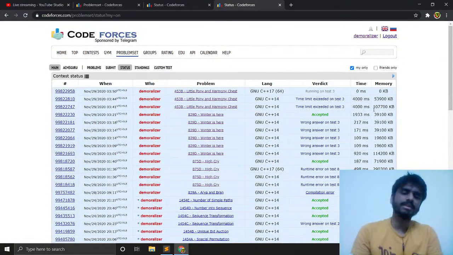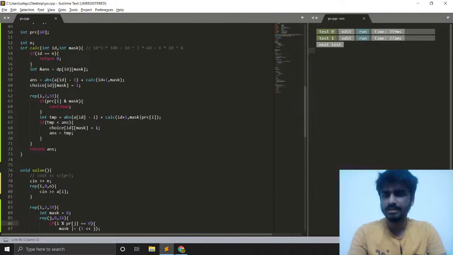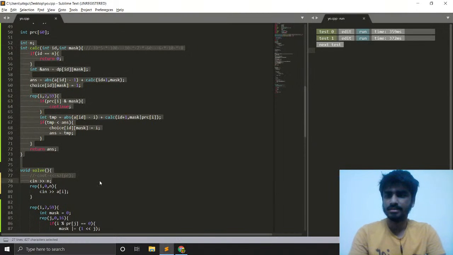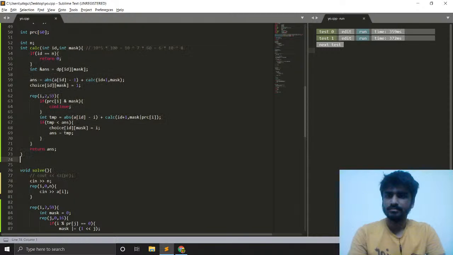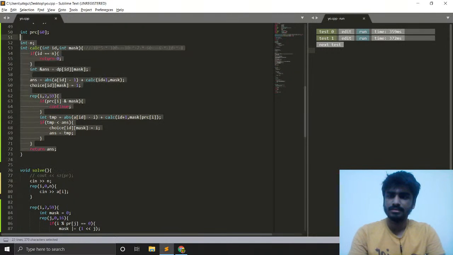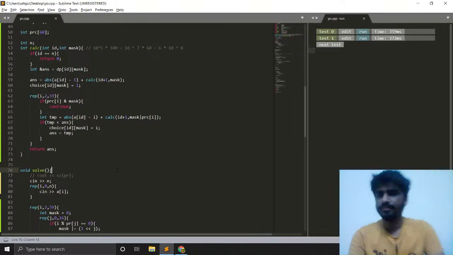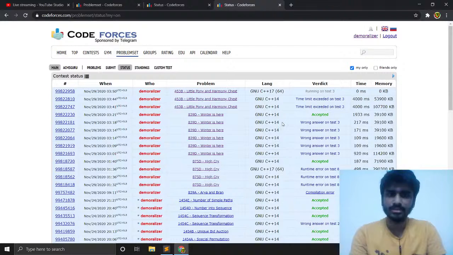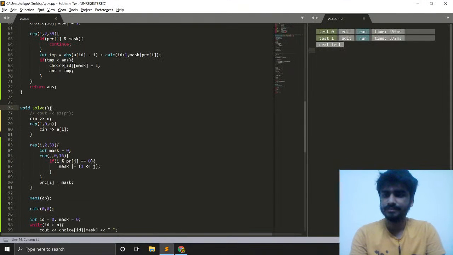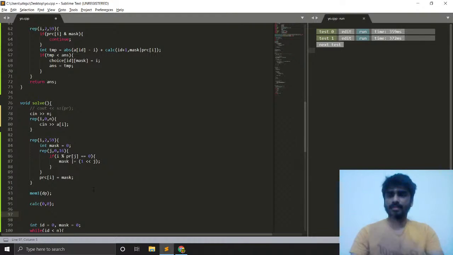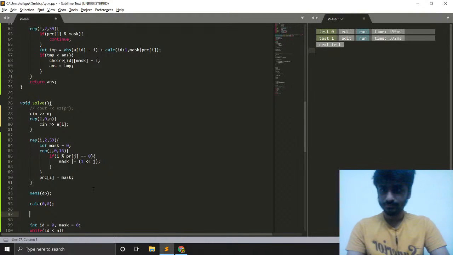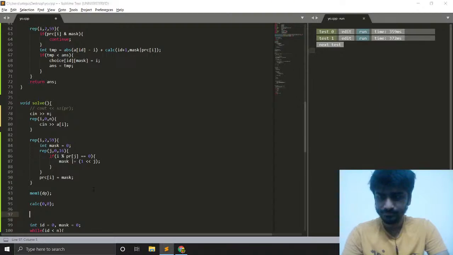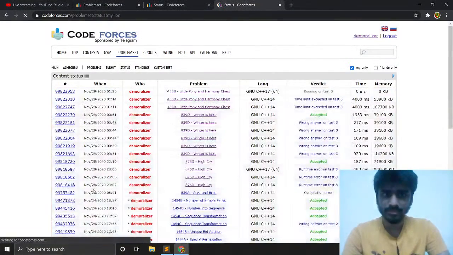Okay, it seems like it still gives TLE. I think it's probably due to recursion, and I shouldn't be using recursion. Probably that's what's slowing it down. So maybe I should try to do it iteratively. Okay. So, okay, it's most probably a TLE.